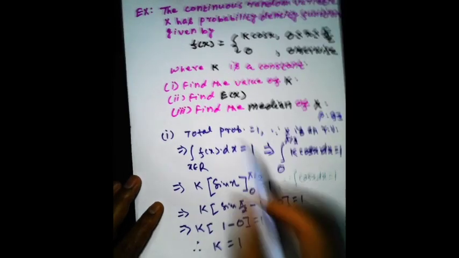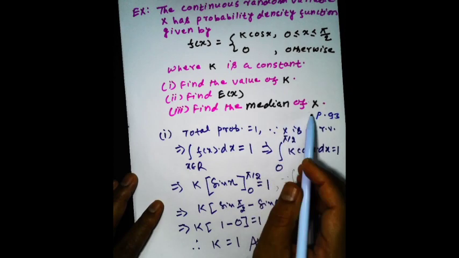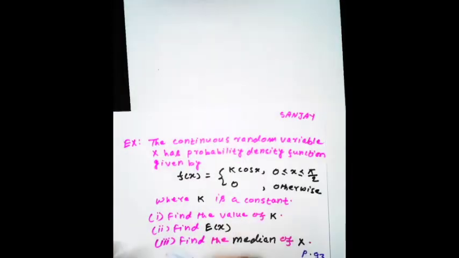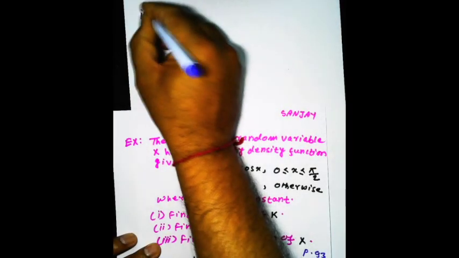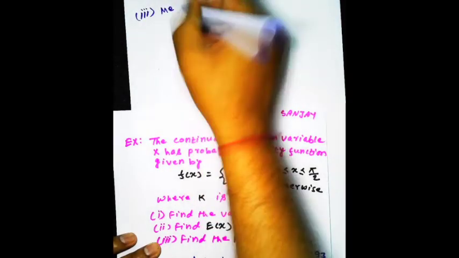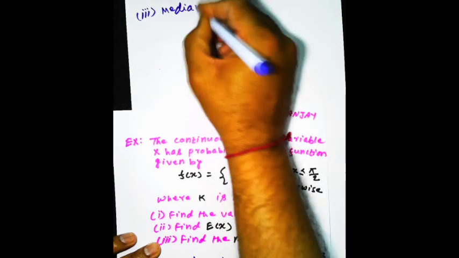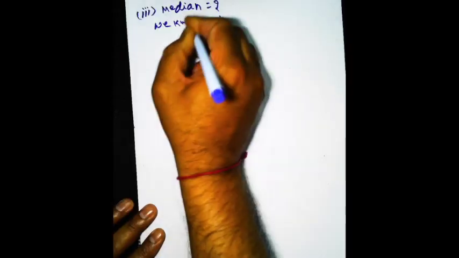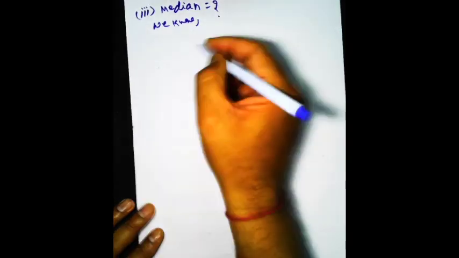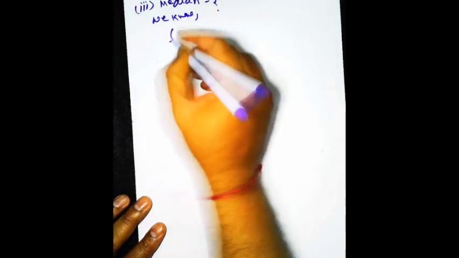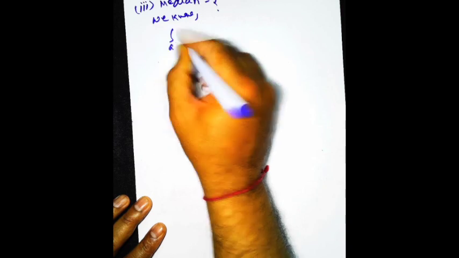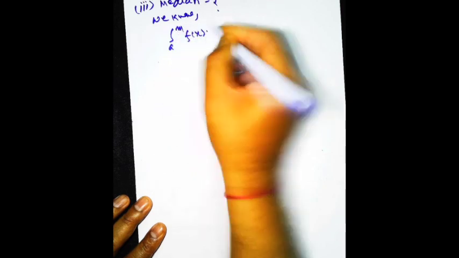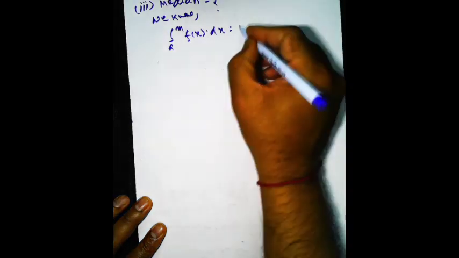And lastly, you have to find the median of x. So this is the third part of this question. Here it is asking you to find the median. We know that in order to find the median, the median takes 50% of the values. So here the median m will satisfy the integral from a to m of f(x) dx, and that is going to be equal to 50%, that is 0.5, or as you like you can put 1 by 2.